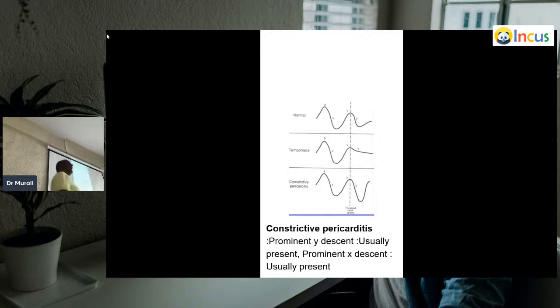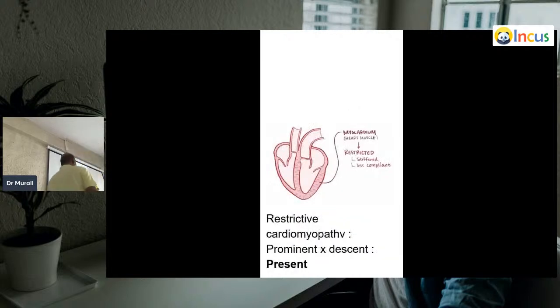Now, constrictive pericarditis, unlike that, what happens in constrictive pericarditis? X descent is prominent and Y descent is also prominent. But in tamponade, X descent is prominent, but Y descent is absent. This is the favorite MCQ in tomorrow's NEET PG exam, doctor. You remember me in the exam hall. Just remember, because of the diastolic collapse of the ventricle, the Y descent is absent in tamponade. I am successful in influencing you.